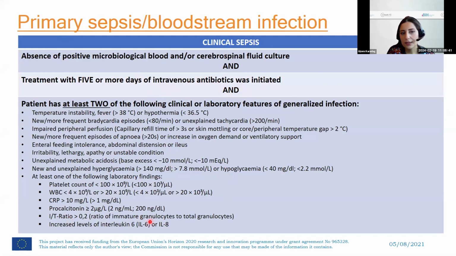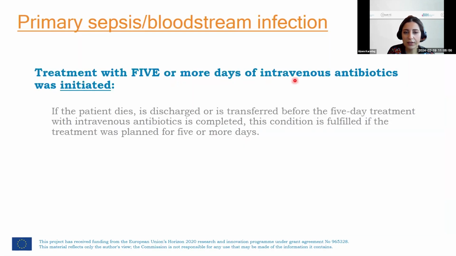So if all of them meet our clinical case, you can report this case as clinical sepsis. I would like to draw attention to this criterion: treatment with 5 or more days of systemic antibiotics was initiated, intravenous antibiotic was initiated. The word initiated is important here, because if the patient dies, is discharged, or is transferred before the 5-day treatment has ended, you should still count this criterion as fulfilled, because what matters is the intention of the physician.